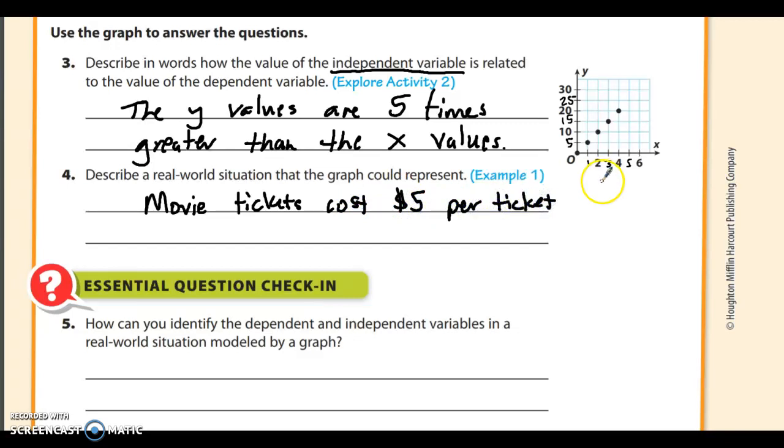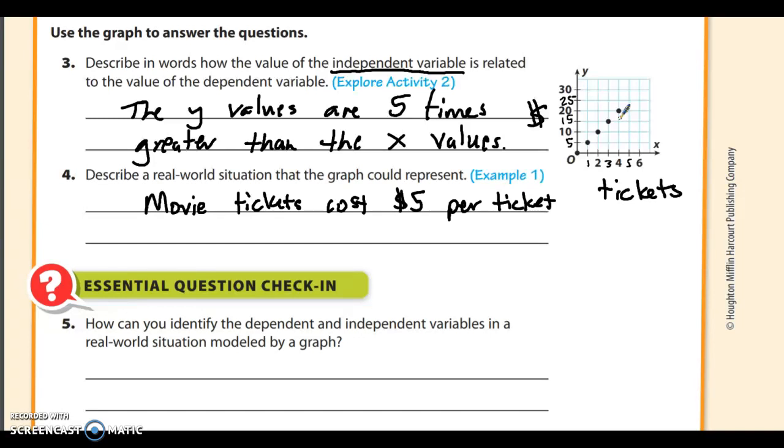And so then the x values would be the tickets, and the y values would be the amount of money. So if you bought 1 ticket, it would be $5. If you bought 2 tickets, it would be 10. If you bought 3 tickets, it would be 15, etc. All right, number 5. Essential checking question. How can you identify the dependent and independent variables in a real-world situation modeled by a graph?